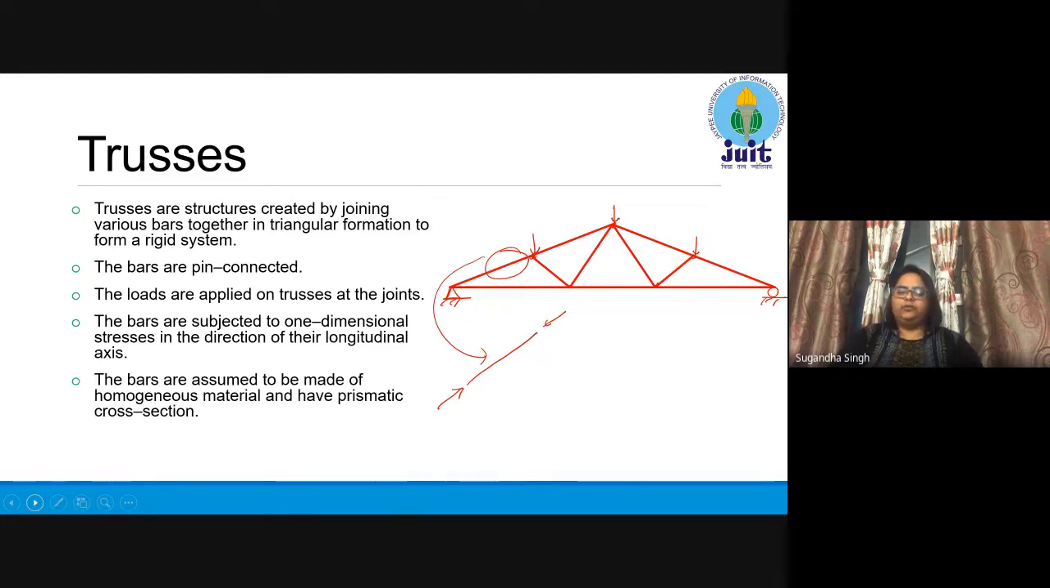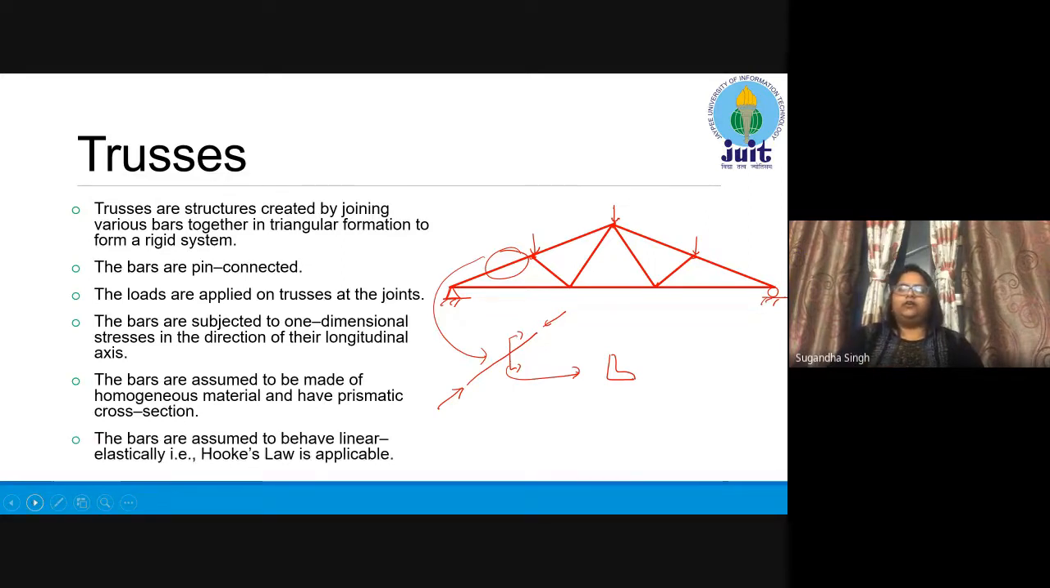The bars are assumed to be made of homogeneous material, as in the material of the bar, let it be steel, aluminum, or whatever we are using, is constant throughout the length of the bar. It is the assumption that there is no irregularity within the length of the bar. And the bars are assumed to have a prismatic cross section, as in, the cross section remains the same throughout the length of the bar.